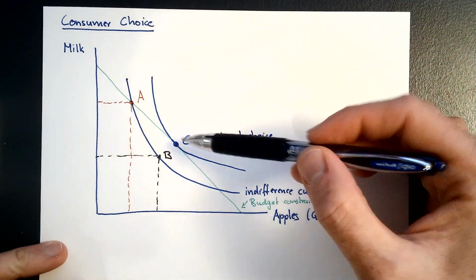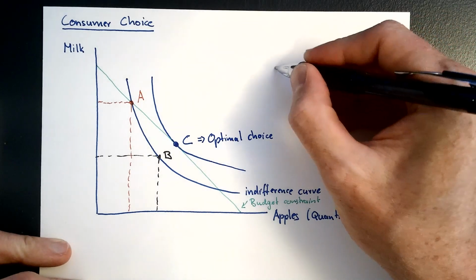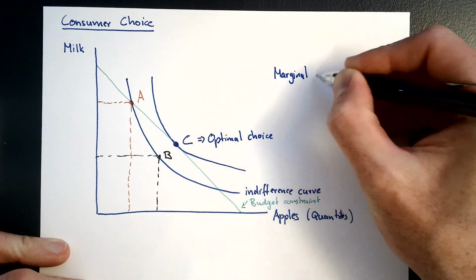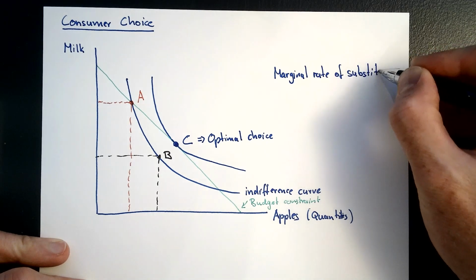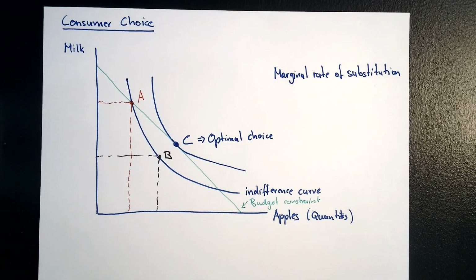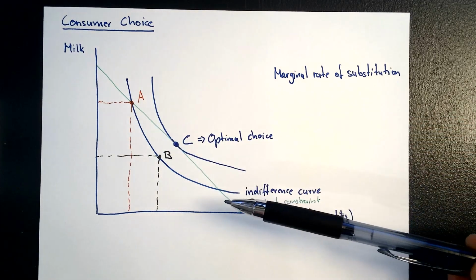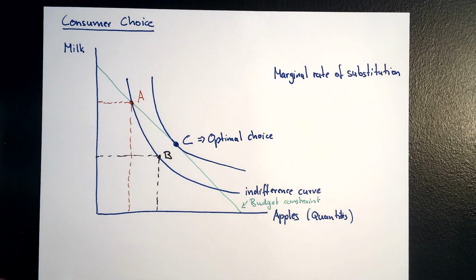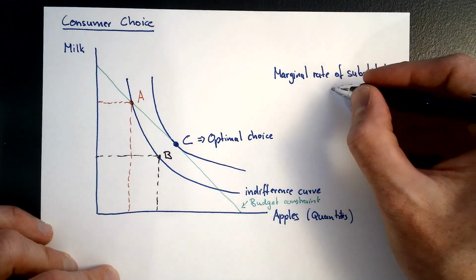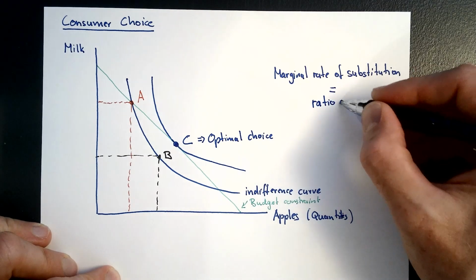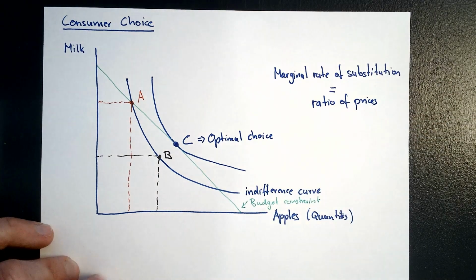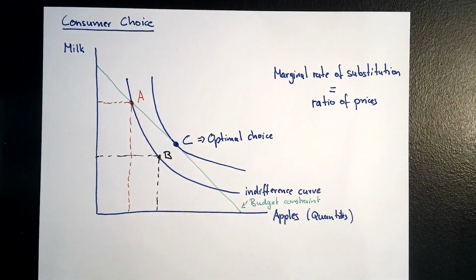Note that the slope of the indifference curve represents the marginal rate of substitution. And this marginal rate of substitution is telling you at which ratio you have to exchange, in this case, milk for apples, to remain on the same indifference curve. And remember that the slope of the budget constraint is the ratio of the prices. Okay? The prices for apples and milk in this case. And hence, at the optimal choice, the marginal rate of substitution is equal to the ratio of the prices.